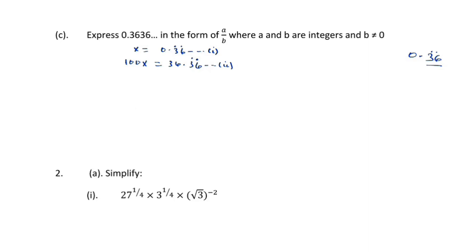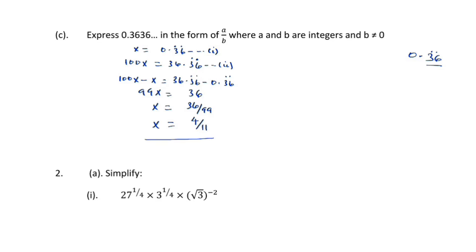Take equation 2 minus equation 1, we are going to have 100x minus x equals 36.36 minus 0.36, which is going to equal 99x equals 36. Let us now divide by 99 both sides. We are going to have x equals 36 over 99. Simplifying this, we are going to have x equals 4 over 11. Therefore, this is going to be our final answer.